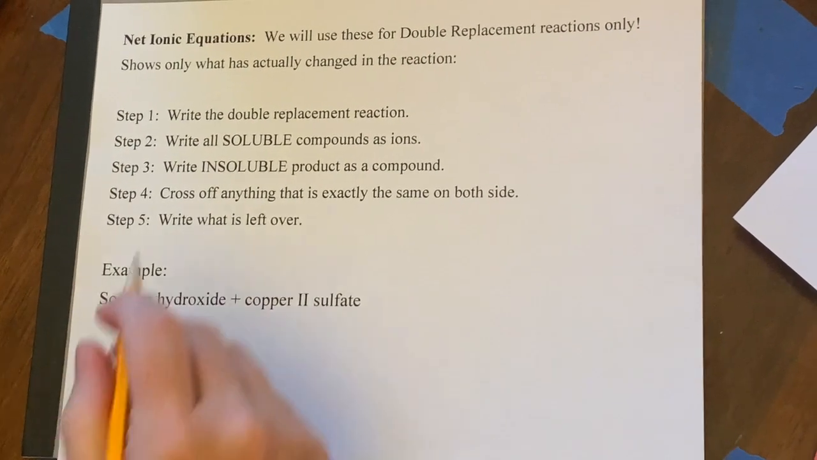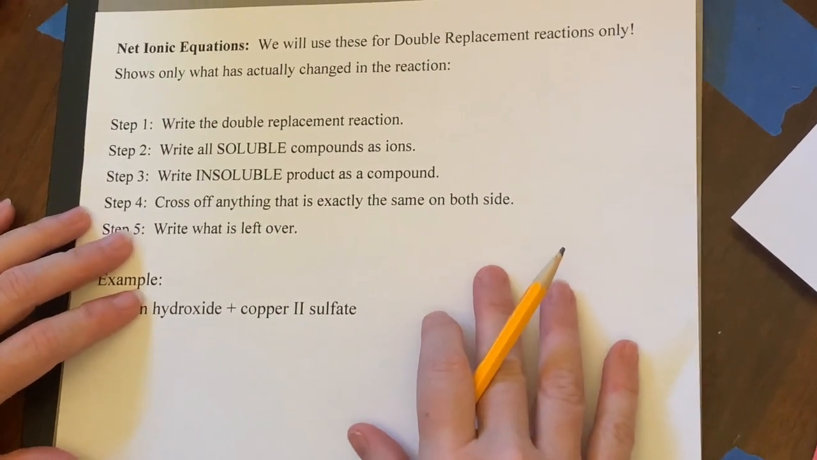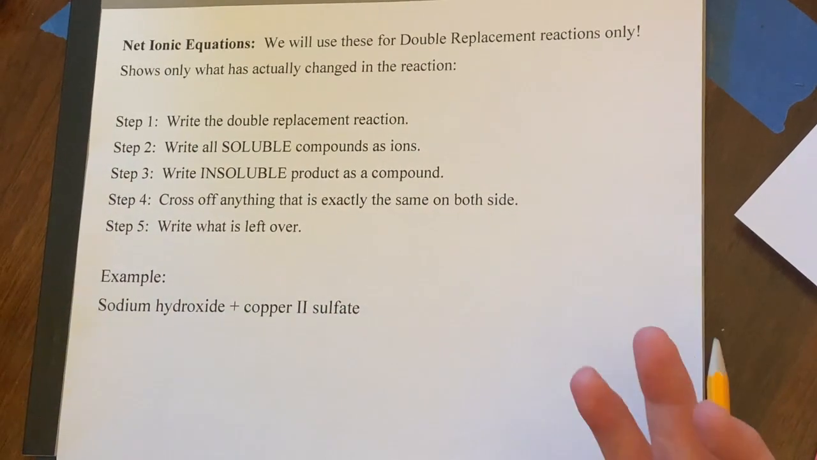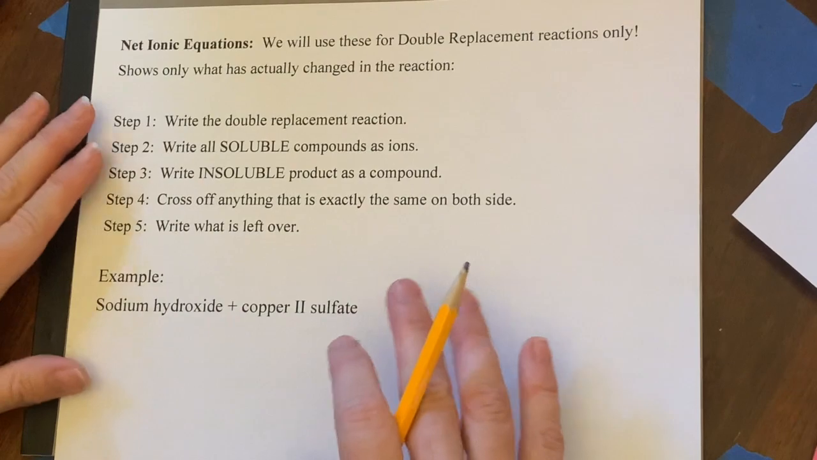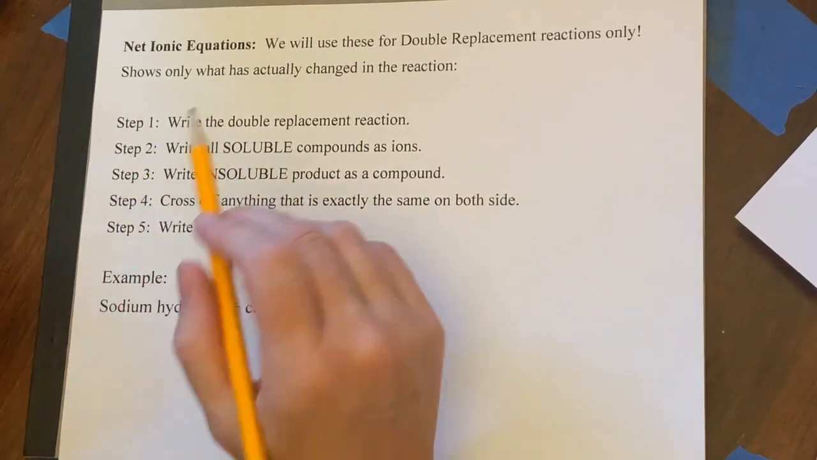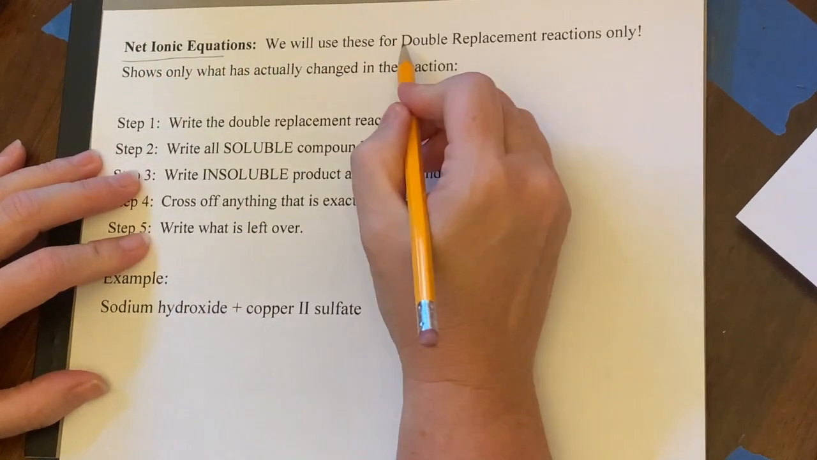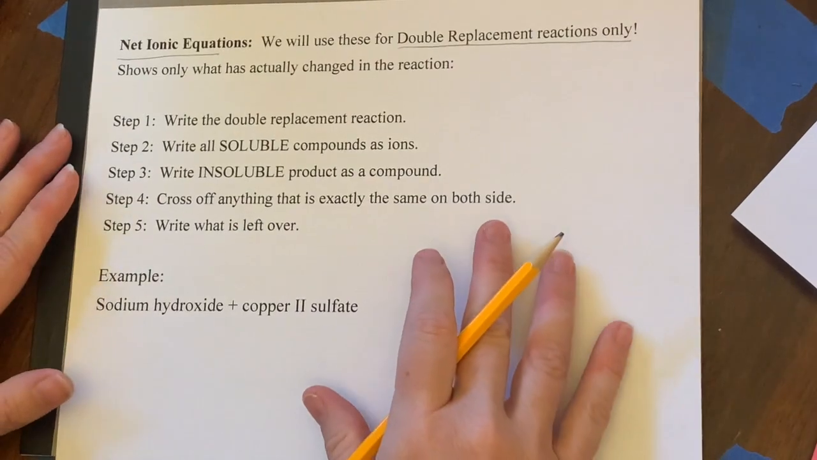Net ionic equations are something you'll deal with a lot if you decide to take AP Chemistry next year or as a senior. We're just going to touch upon them now and then revisit them probably at the end of the year. I'm only going to be asking you for net ionic equations when we're dealing with double replacement reactions at this point, so we're just going to focus on that.